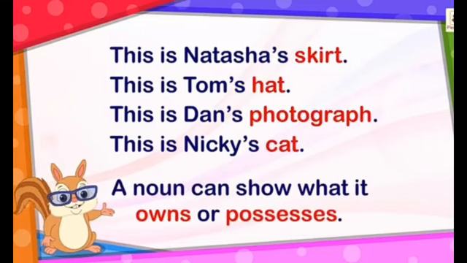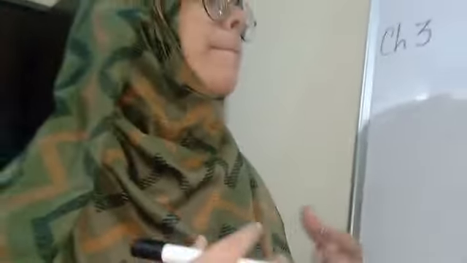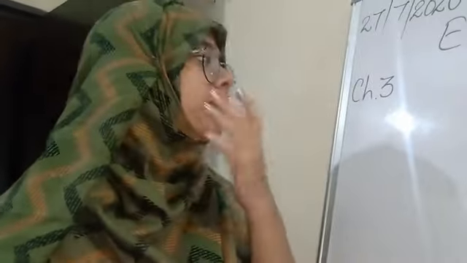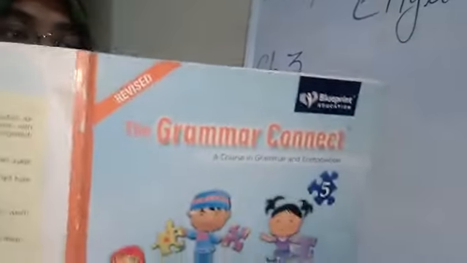A noun can show what it owns or possesses. We add an apostrophe S to the noun to show ownership. So as I've already introduced you to the word possessive, ownership, let me tell you the exact meaning of possession. First, take out your Grammar Connect book and open page number 16, chapter number 3, nouns, possession.